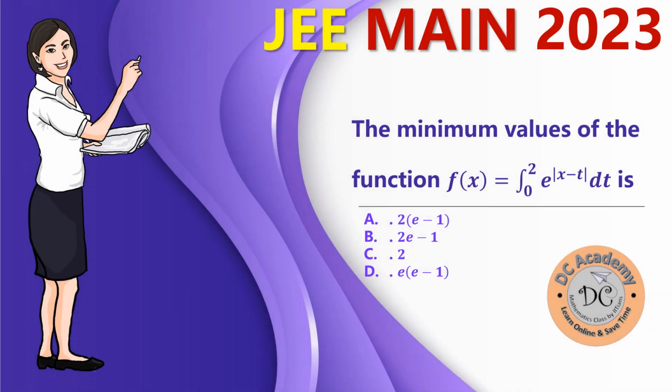Hi, in this problem, we're going to solve a problem from JEE IIT JEE which appeared in 2023. Here, we need to find the minimum value of the function f(x), which is given as the integral from 0 to 2 of e to the power mod of x minus t dt. So it's an MCQ type problem. Let's go ahead and solve this particular problem.